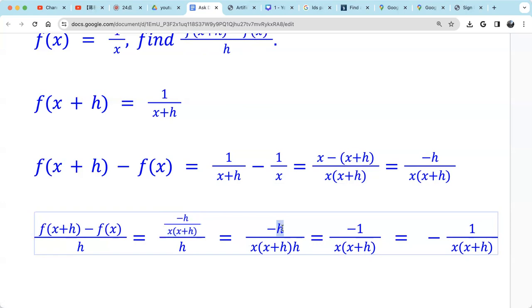So we have a common factor h in the numerator and in the denominator that cancels to be 1, right? h divided by h is just 1. So in the numerator we're left with negative 1. The denominator is the common denominator. Usually the negative sign, we don't want to leave in the numerator or in the denominator. We want to put it up front. And that's it. That's our final answer. So the difference quotient is negative 1 over x times x plus h.